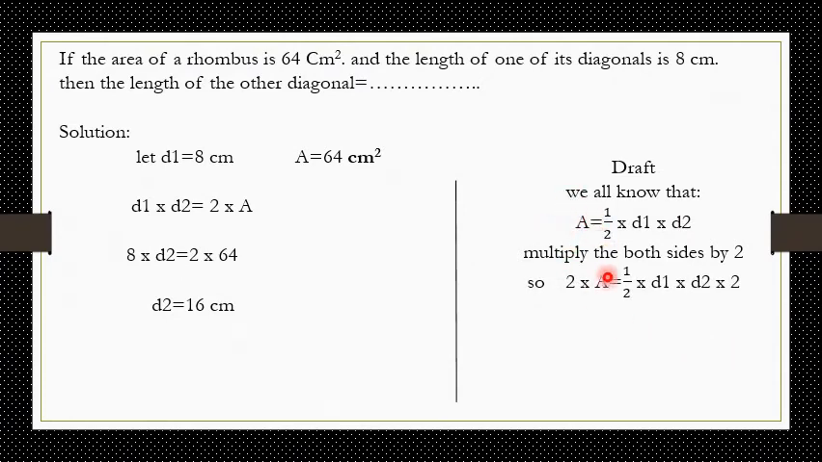So it will be 2 by A. And if we multiply that side by 2, 2 goes with 2. So it will be now 2 by A equals D1 by D2. Because 2 divided by 2 equals 1. 1 by D1 by D2 equals D1 by D2. So D1 by D2 equals 2 by A.